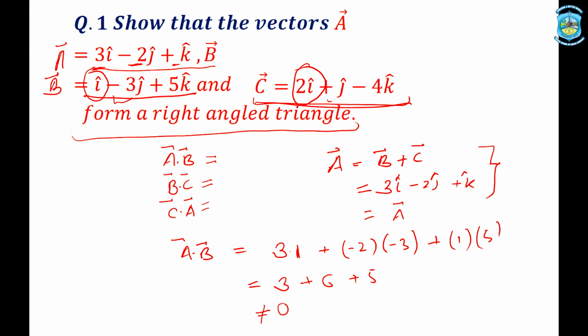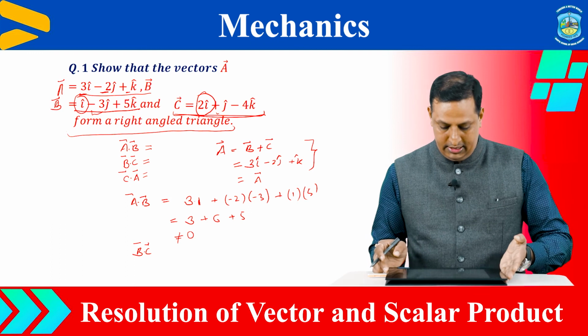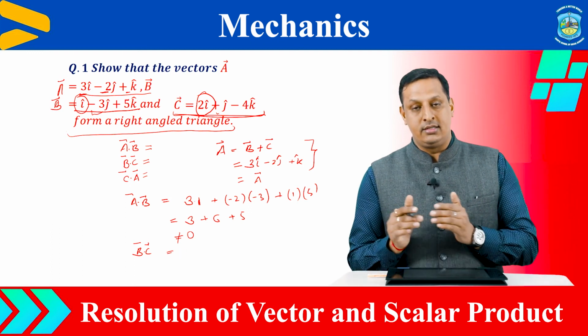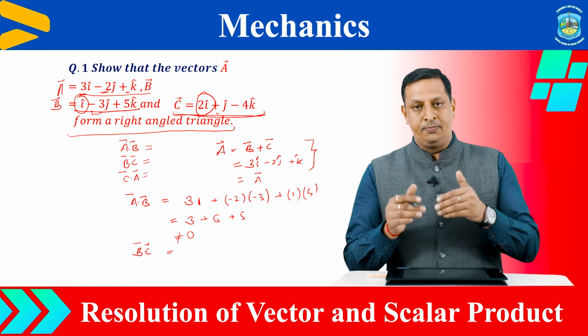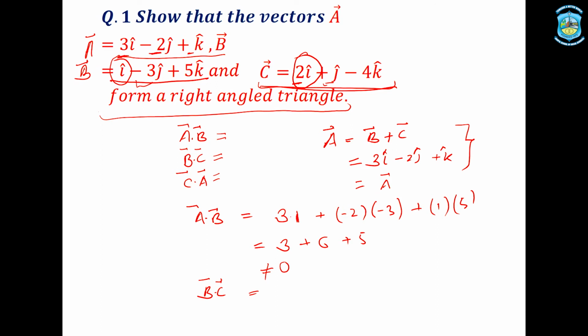Let us find another one, that is B dot C. What is happening here? Now the dot product will be BxCx plus ByCy plus BzCz. And here Cx is 2, Cy is 1 and Cz is minus 4.